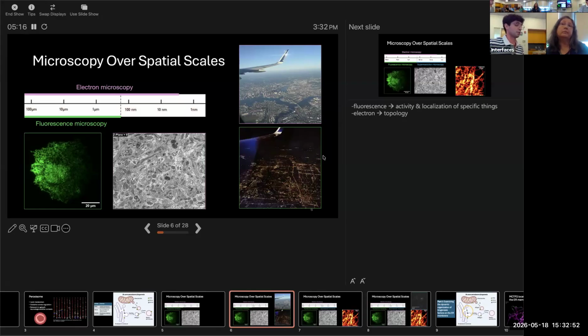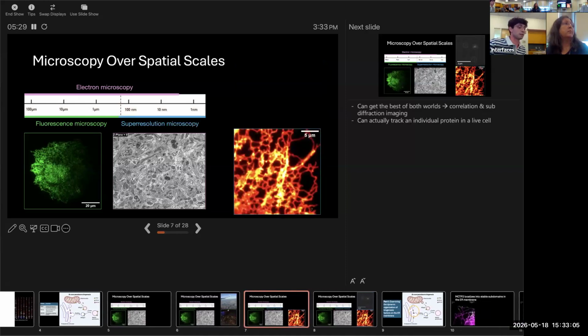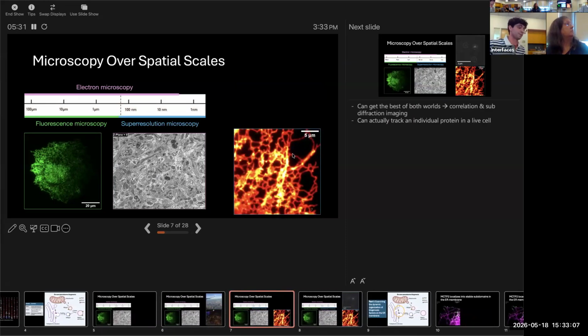Whereas when you're flying at night, you can label specific things and see activity of where you are, but you might not know exactly where you are. And so the way that our lab is bridging these two scales is through super resolution microscopy, where we can see super well-defined structures at much smaller scales.